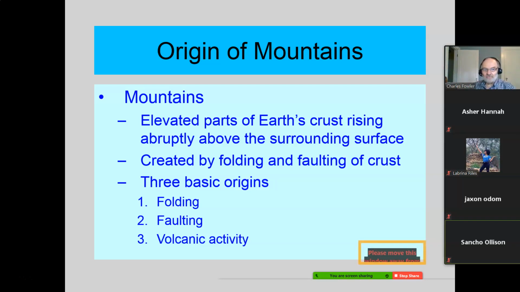Now, all of those happen basically because of plate tectonics. Plate tectonics is responsible for a whole lot of this stuff. Okay, it won't advance until I click on the slide.